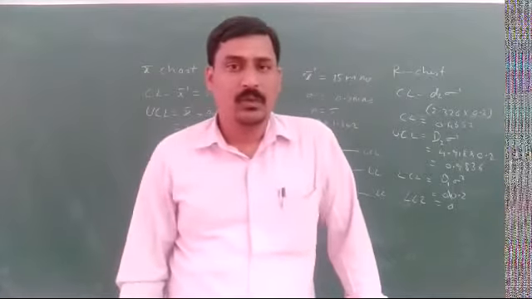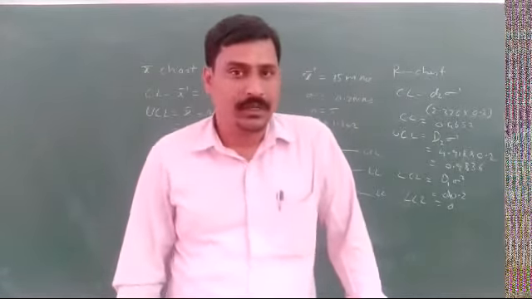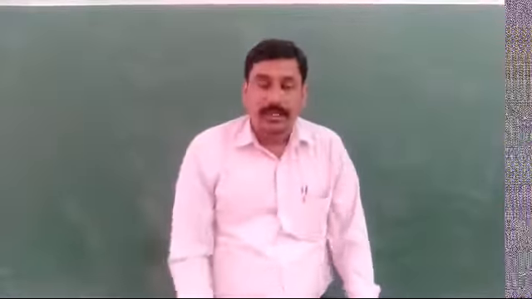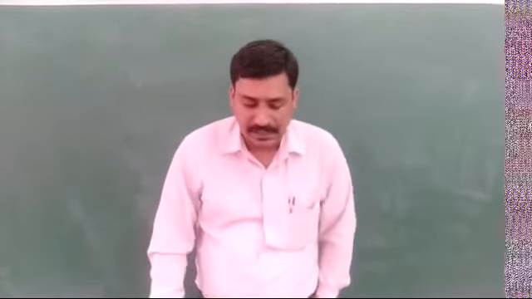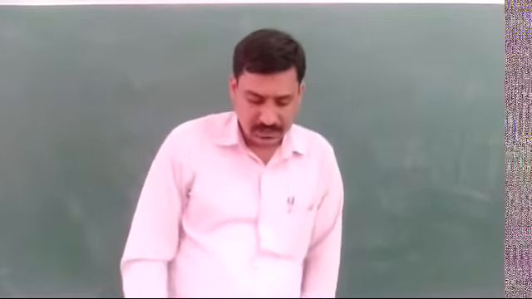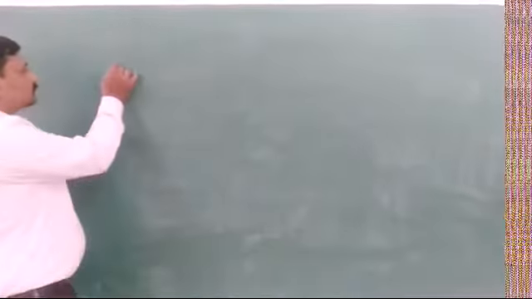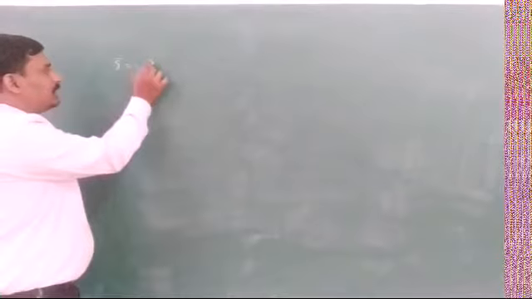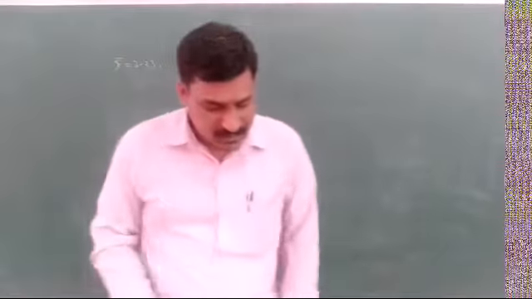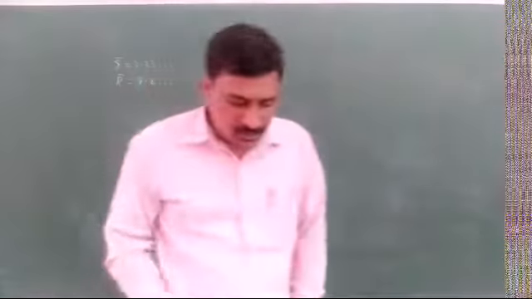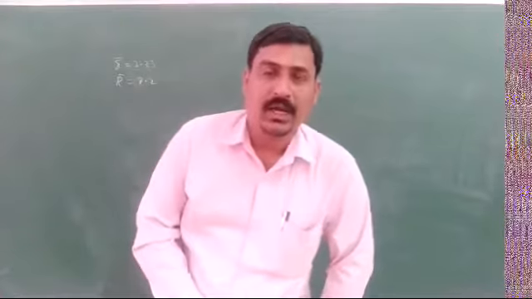Now let us see a problem where standards are not given. The measurement of 20 subgroups of size 4 samples each gave the following results. X double bar is equal to 3.33. Then next, R bar is equal to 8.2. And write down the control limits for the X bar and R chart.